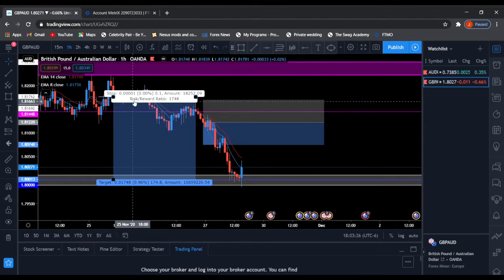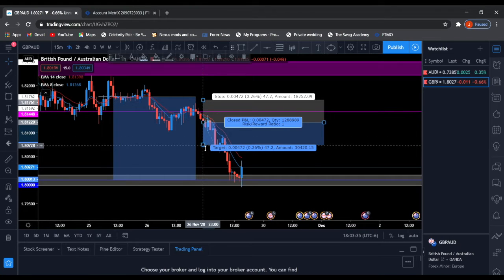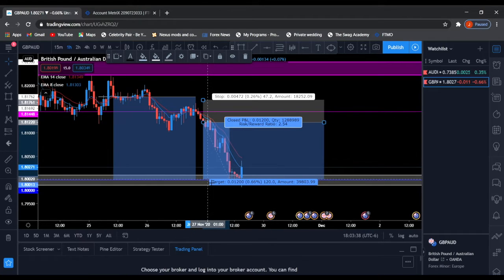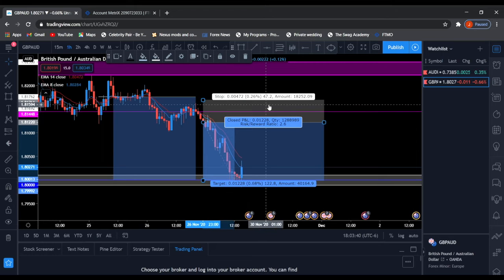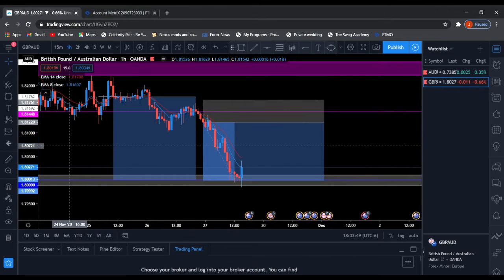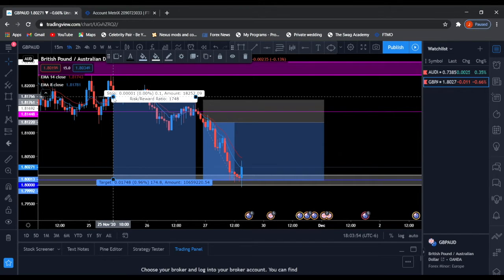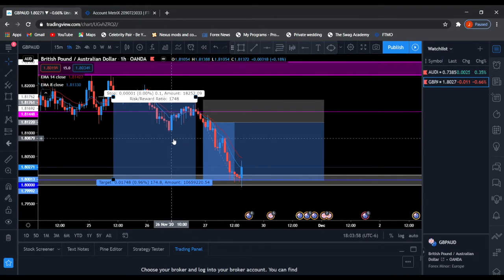For this instance, it came down, made a lower low, retraced, made a lower high, and continued. So I put my stop loss above the lower high. So with this second trade, 47 pip stop loss, 122 pip take profit, and a 2.6 risk to reward ratio. And of course, this trade's stop loss is in profit. So I'm not worried about this trade.